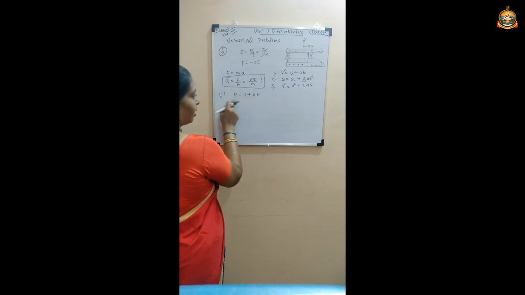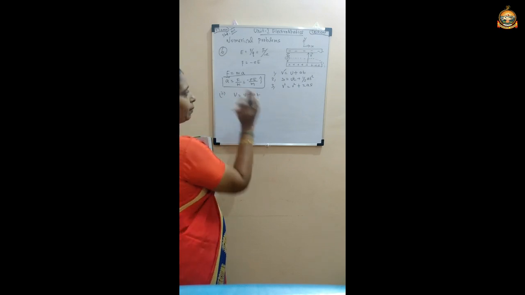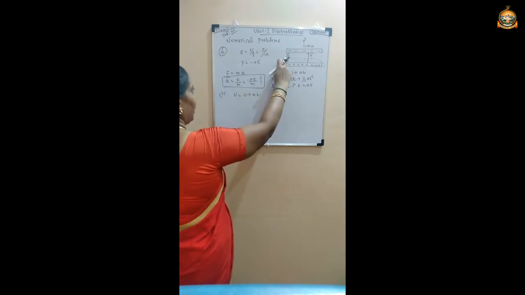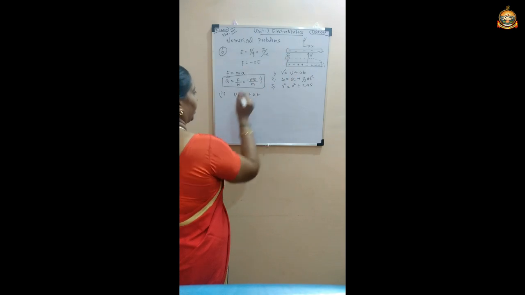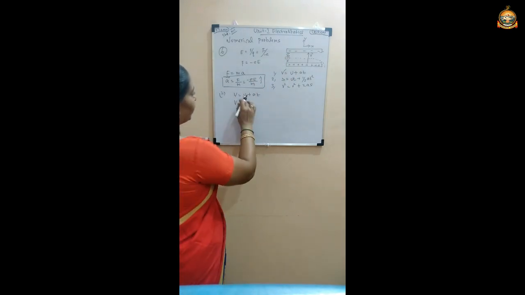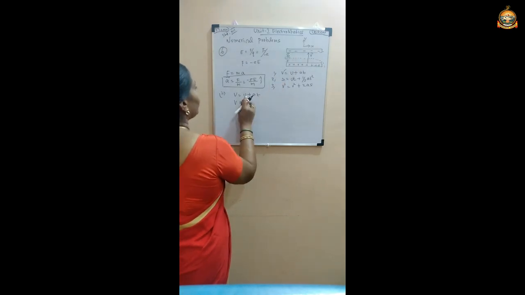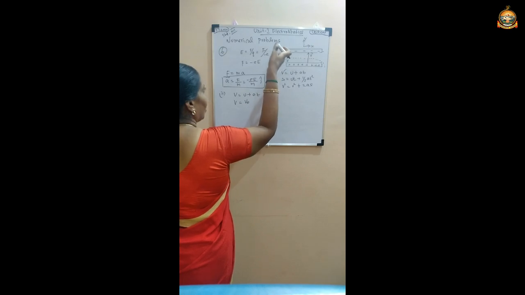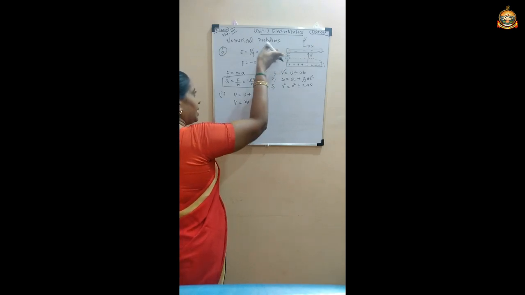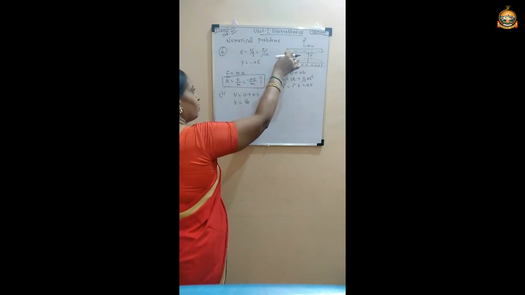See here, these are the final velocity, initial velocity, acceleration, and time. What is the initial velocity here? v naught is the initial velocity. The final velocity is what they are asking. v is equal to u, and u is the initial velocity, v naught. At present, when it entered this electric field, what is its velocity? Initial velocity is v naught.